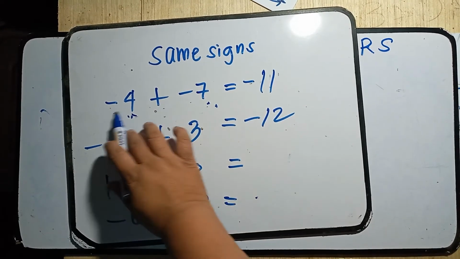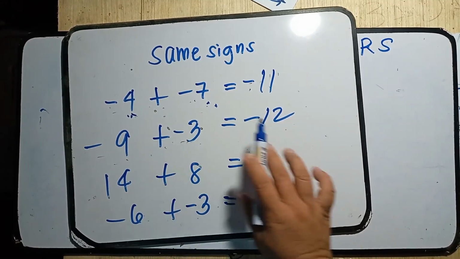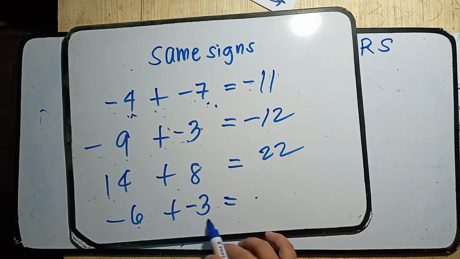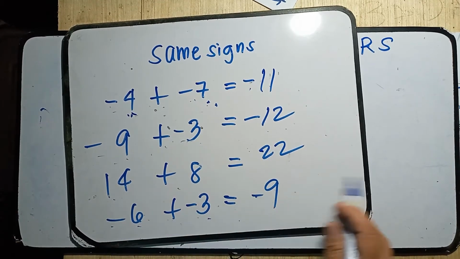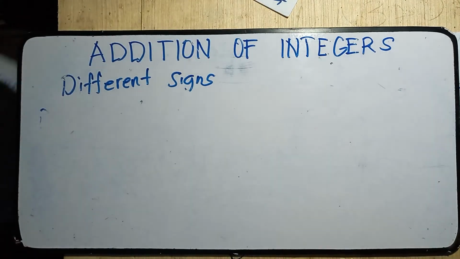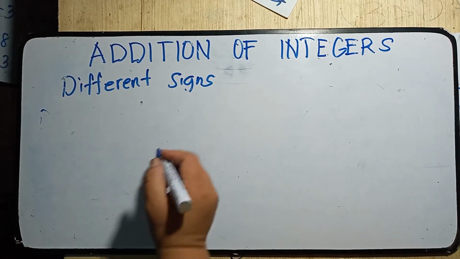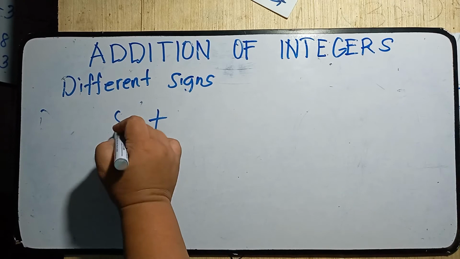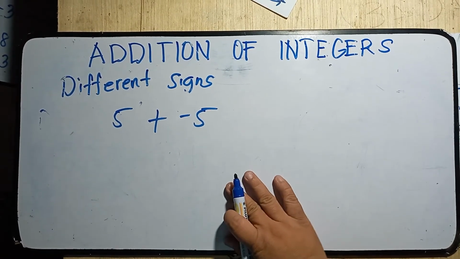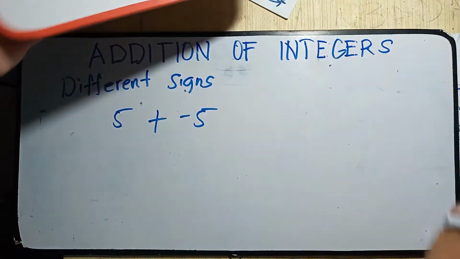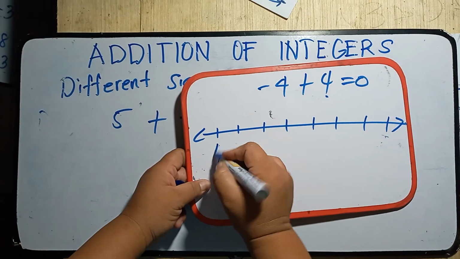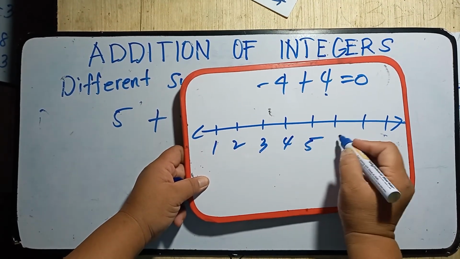Kaya, ang sum ng dalawang negative ay negative. Sum ng dalawang positive ay positive. So, ayan, negative 9. Okay? Kailangan alam mo na to bago ka mag-proceed sa different sign. So, different sign, mag-add tayo ng 5 at negative 5. Ano ba ang sum ng 5 at negative 5? Magkaroon tayo ng integer number line.